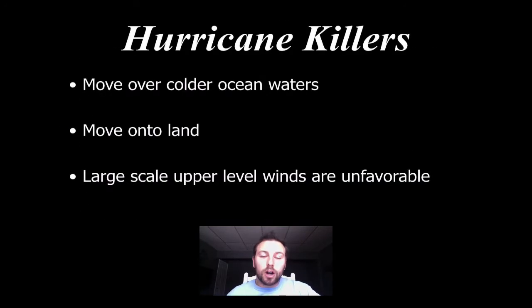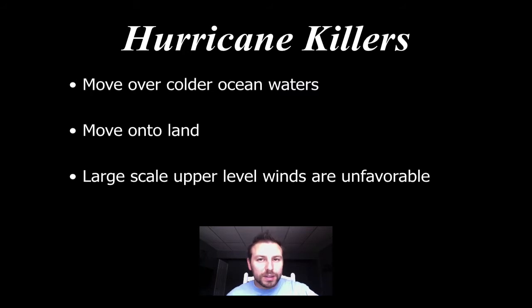Some things that hurricanes don't like, or that will cause them to collapse, would be moving over colder ocean waters. Remember, warm water increases rates of evaporation, and then that water vapor goes up into the air, helping to form and sustain that low pressure when the water vapor condenses in the cloud, releasing that heat energy it just received from the ocean, warming the system more. So we need to have warm waters. Cold waters, no bueno. It does not work out well at all.